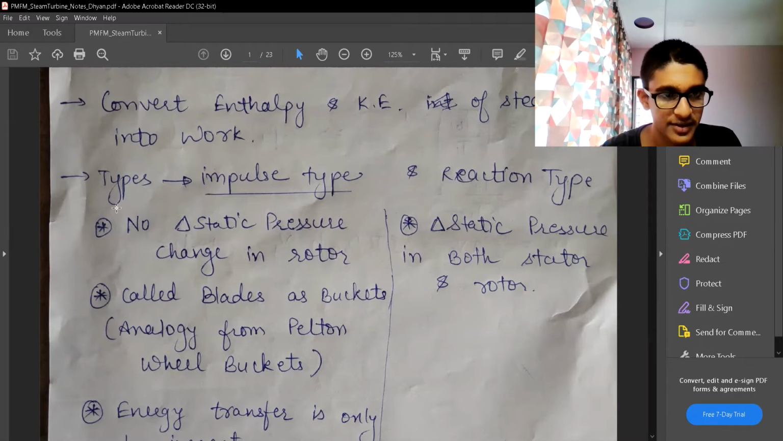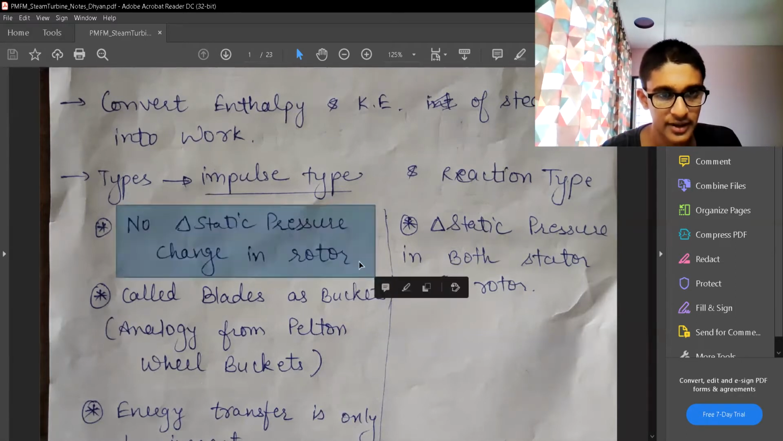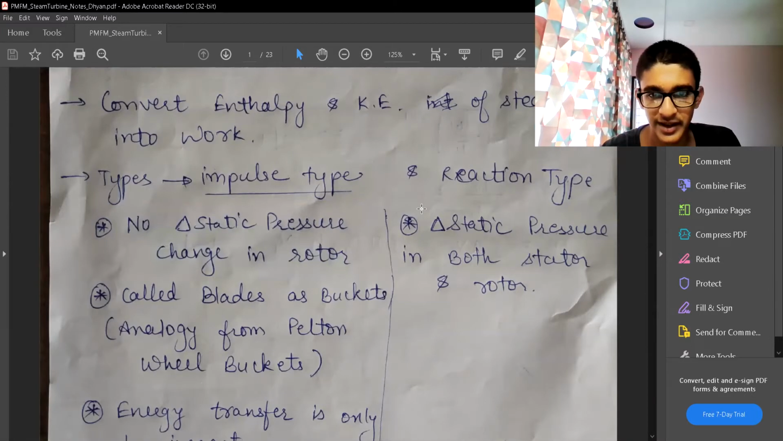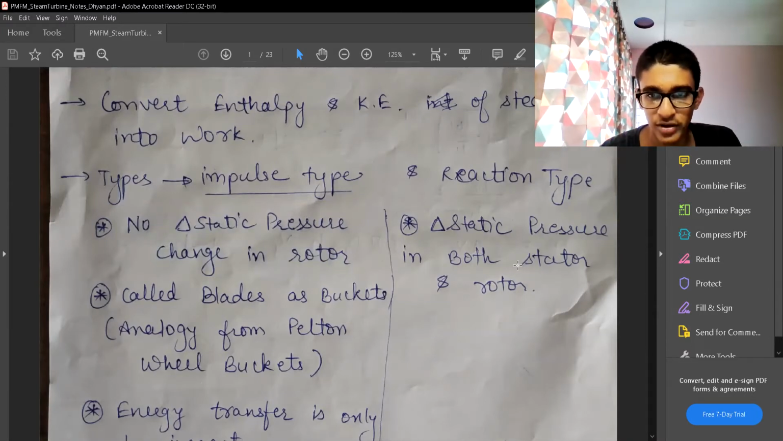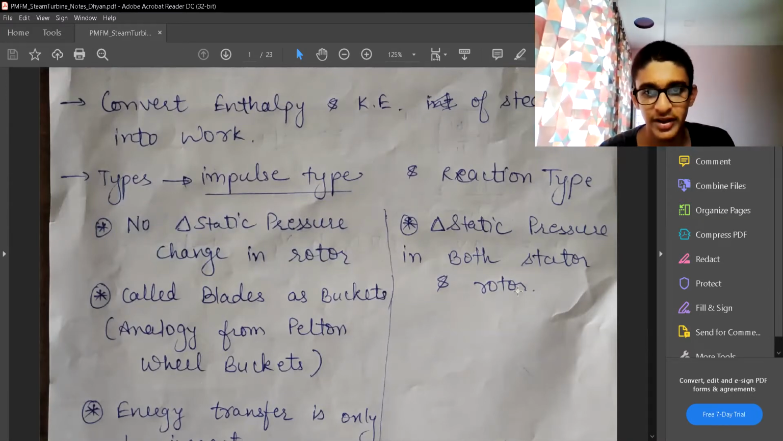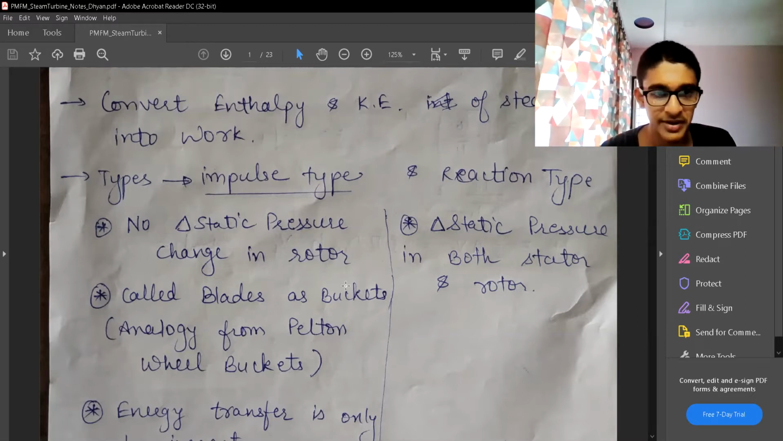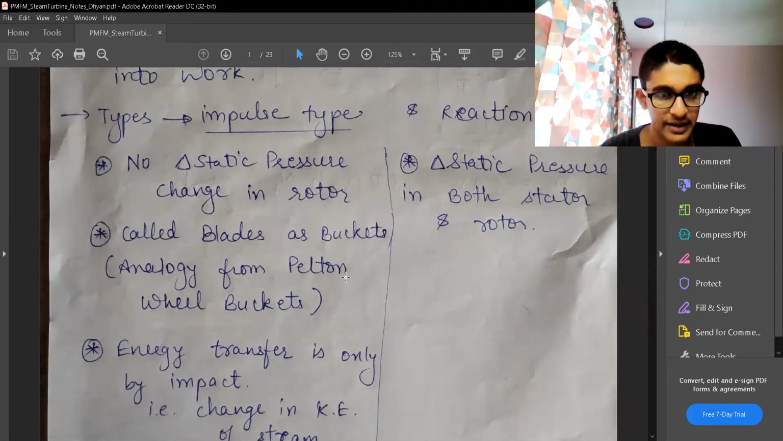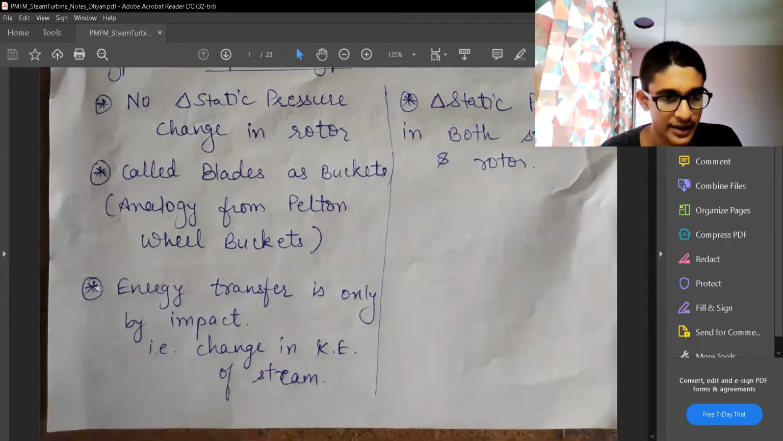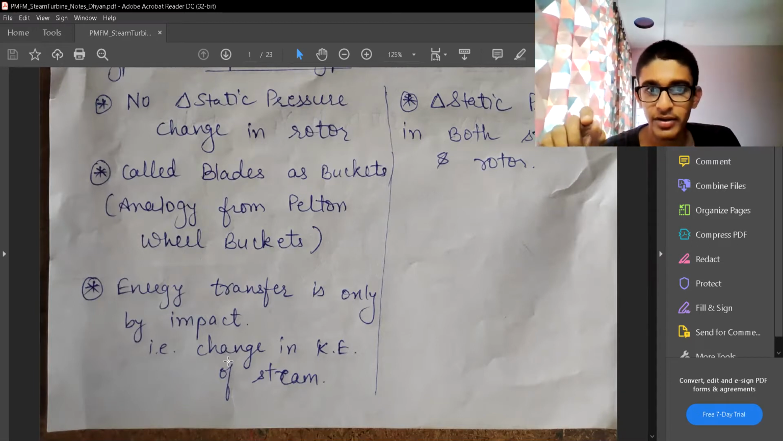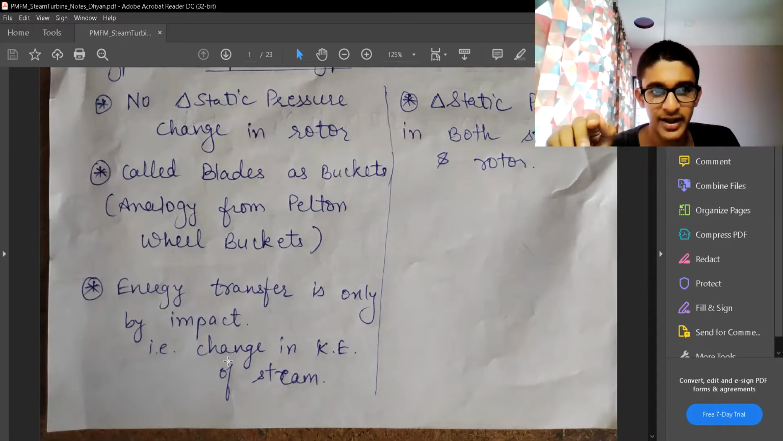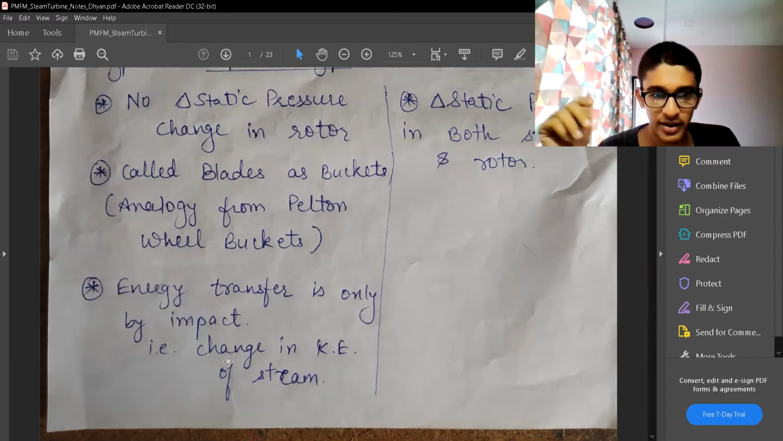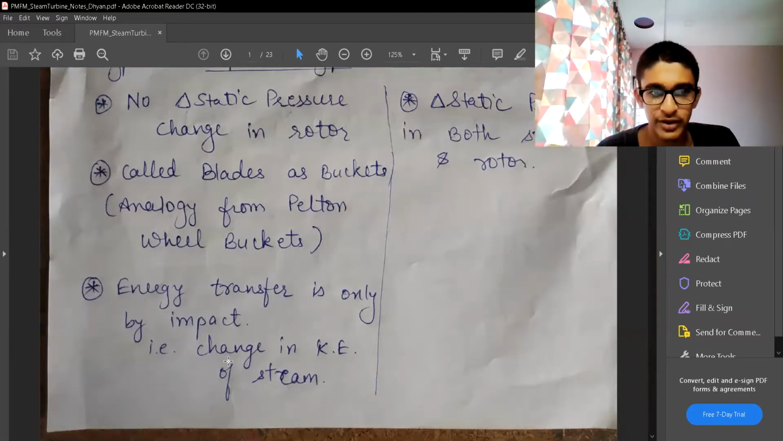Impulse type means there is no change in static pressure in the rotor, while in reaction type there is a static pressure change in both stator and rotor. Specifically in the rotor it must occur. In the stator it will obviously be there because that's the purpose of the stator. In the impulse type the blades are called buckets, which we were saying in the Pelton wheel turbine. And energy transfer is only by impact. That means there is an impulse provided on the blades or buckets or whatever we want to say. There is only the impulse force, and that force is going to give the torque.